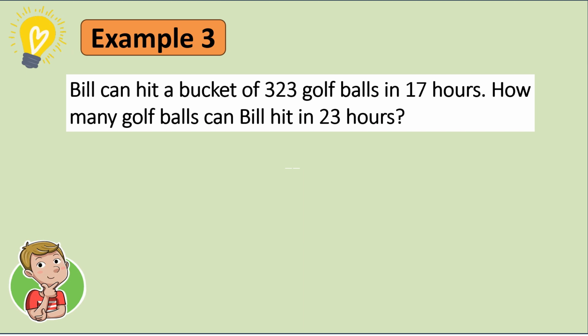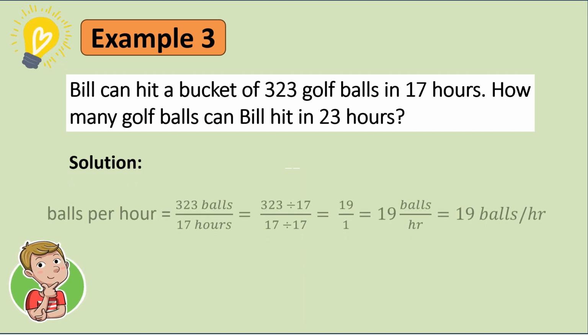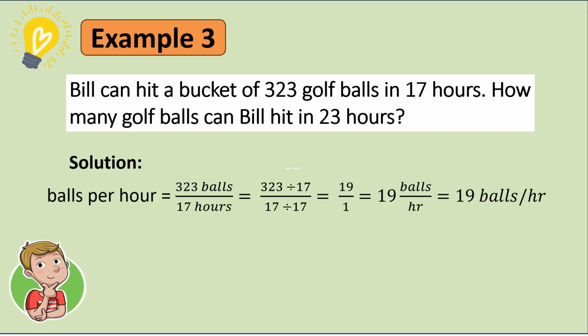Example number 3. Bill can hit a bucket of 323 golf balls in 17 hours. How many golf balls can Bill hit in 23 hours? Solution. We write again our rate as a fraction, 323 balls over 17 hours. And since the denominator value is 17, then we divide both the numerator and denominator by 17 to get our unit rate equal to 19 balls per hour.